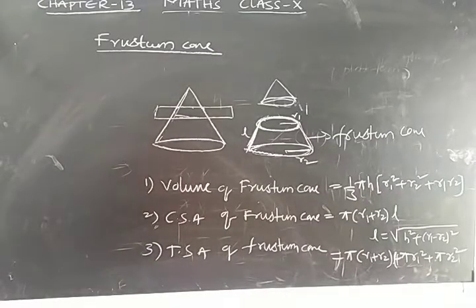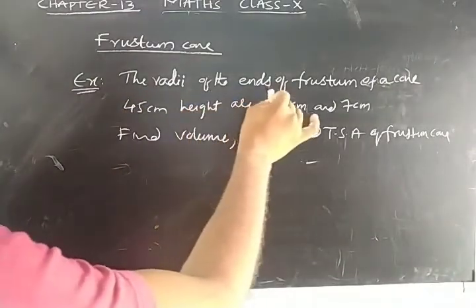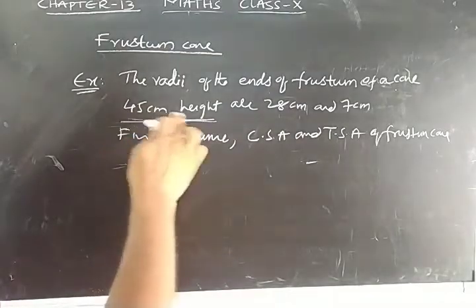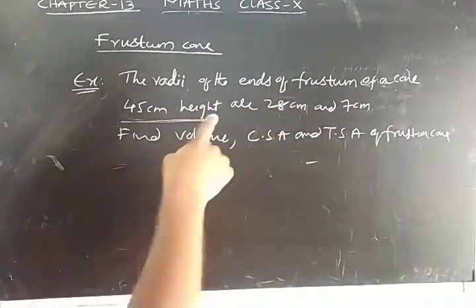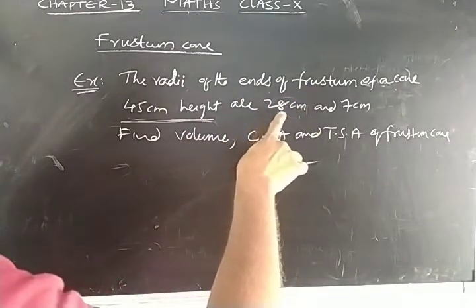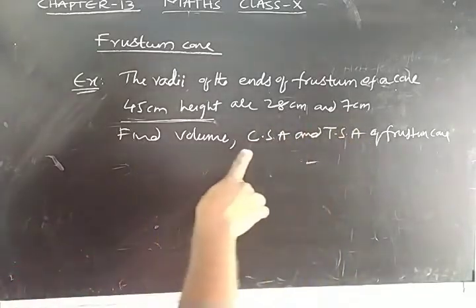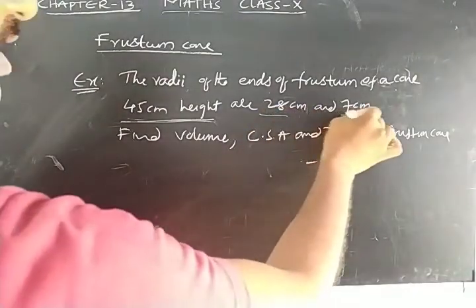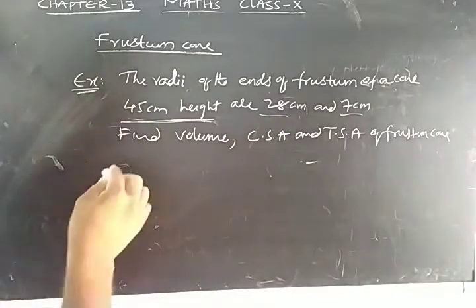Now see this example. The radii of the ends of a frustum cone are given, and the height is 45 centimeters. The end radii are 28 centimeters and 7 centimeters. Find the volume, CSA and TSA of the frustum cone. So this is R1, this is R2, and this is the height.